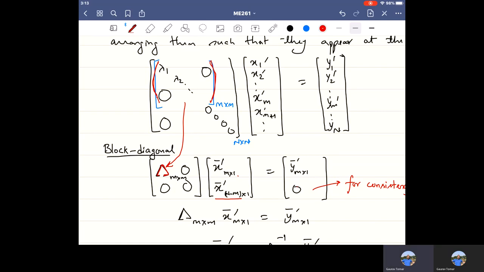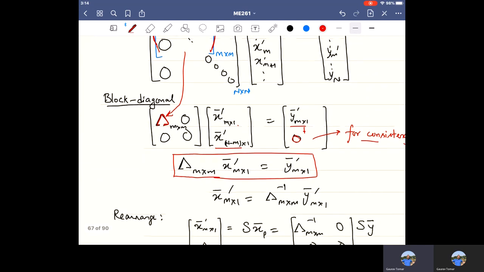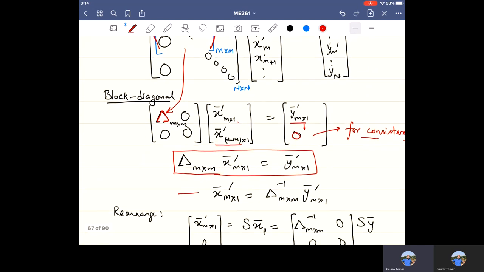And on the right hand side, the lower portion below m rows all have to be 0 for consistency. That's a requirement. So now we can remove the unnecessary part from here, and you would reduce the system as lambda m cross m times x prime m cross 1 is equal to y prime, right? So now from here you can immediately write that these values x prime m cross 1 should be equal to this. That's also pretty clear.